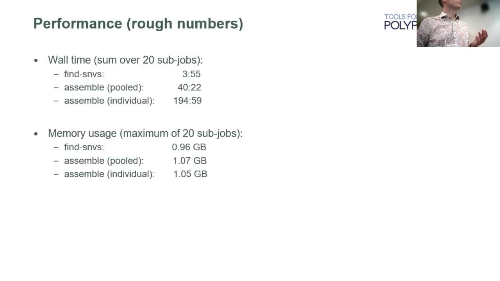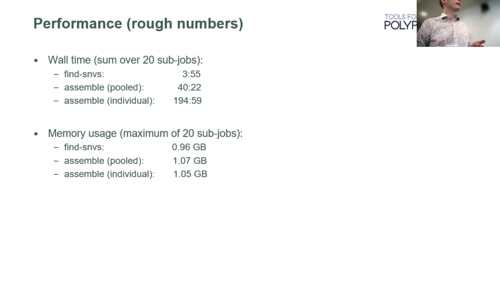And these are the numbers we get for this. So these are very rough numbers. This was run on a live cluster, so obviously there's potential for interference from other jobs that are going on there. It should give a ballpark indication of the performance we have at the moment. Each of these was split into 20 subjobs. So for fine SNVs, the number for the time here is the sum of each of those subjobs, the total wall time across all subjobs.